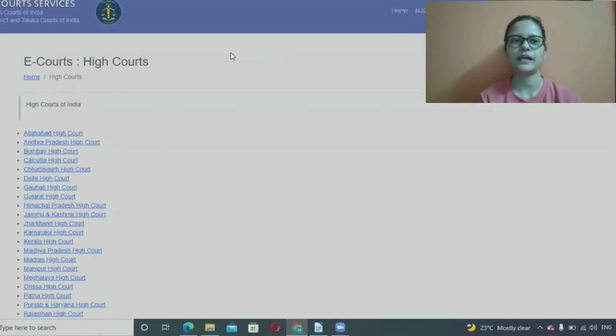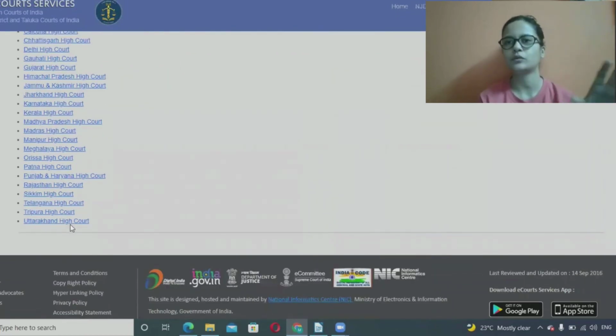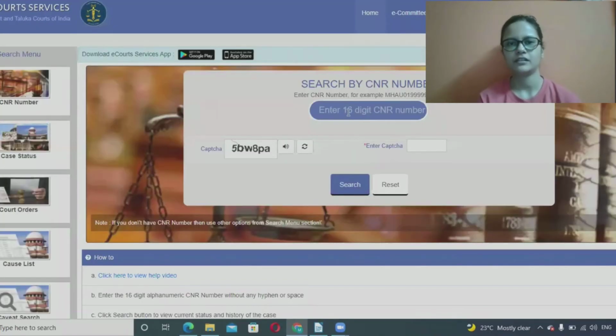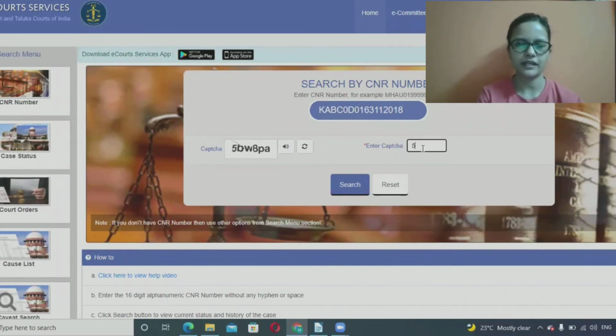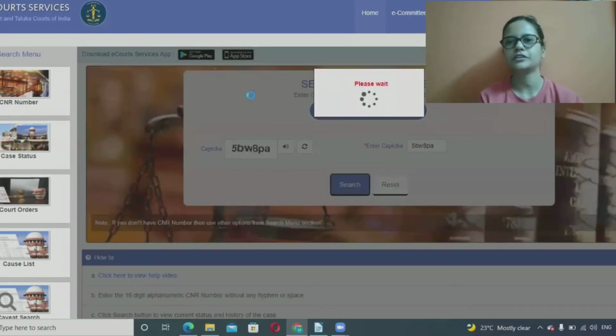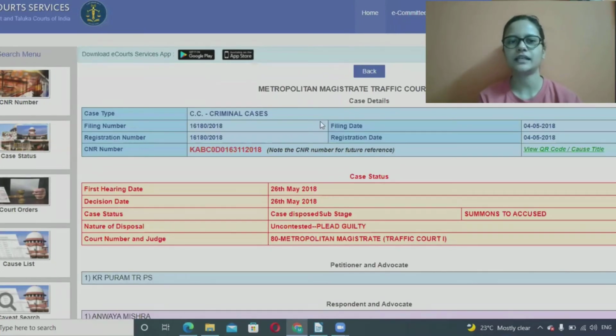So this is what we have for high courts. Here also we have different high courts, or you can even go to specific high courts, and there also you get the option of seeing the details of cases. So take for example, this is a CNR number which I have, and then I will put this one here, search, and then I will get all the details.